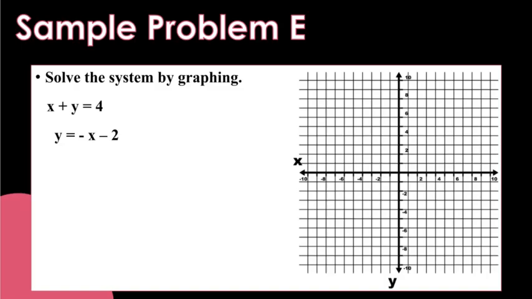Next, graph these. So first one is going to be y is equal to negative x plus 4. This other one is y equals negative x minus 2. So negative x plus 4 is going to go here. And it's going to go down like this.